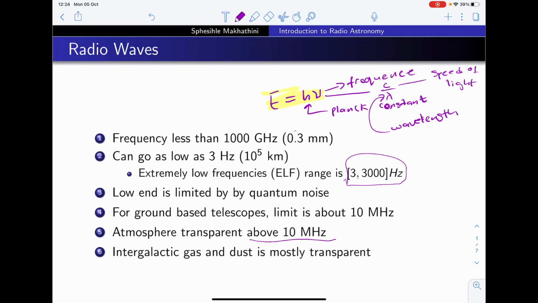And another good thing about radio waves is that the intergalactic gas and dust is mostly transparent to radio waves. Also, the galactic... I think I got that incorrect. Let me write that again. It's the inter and the intra galactic gas, and then the same thing.